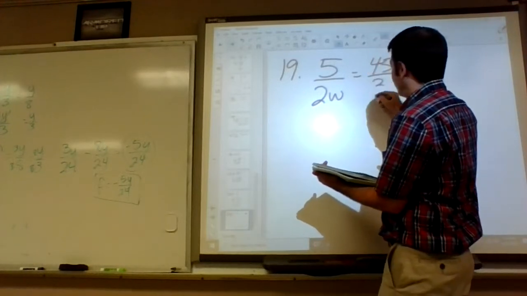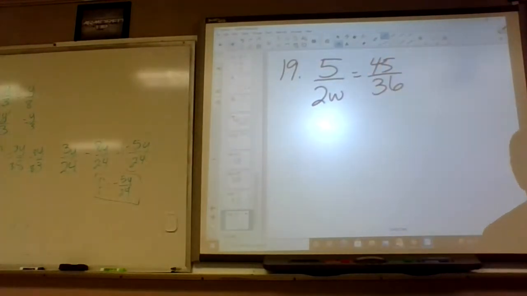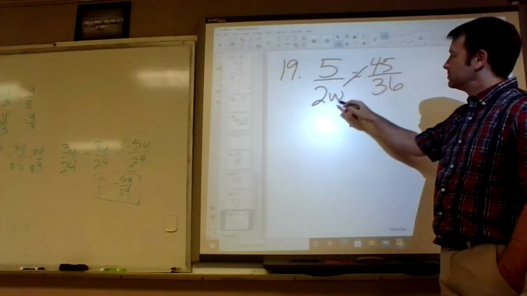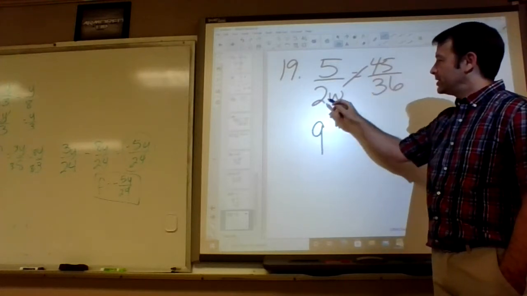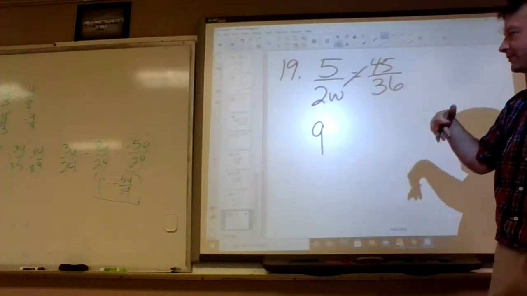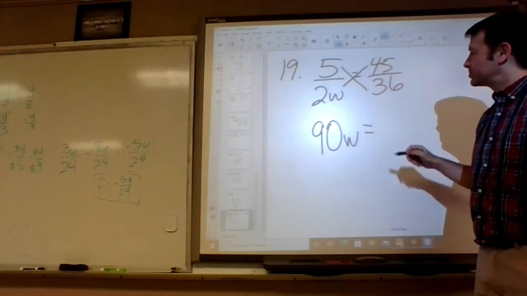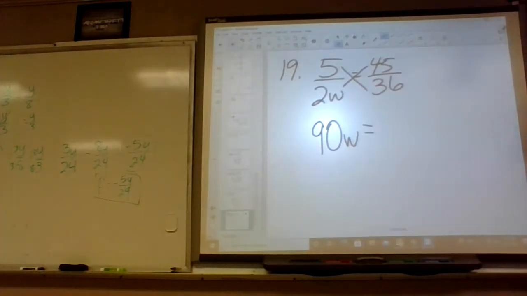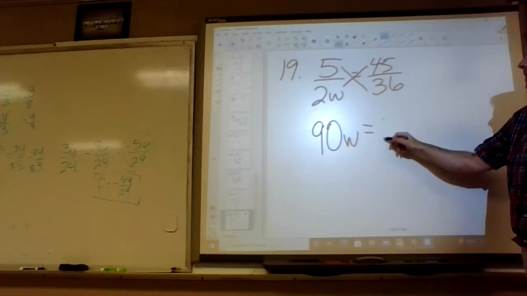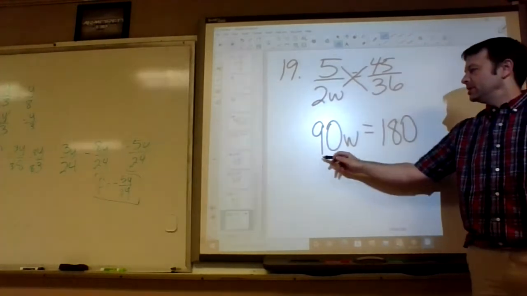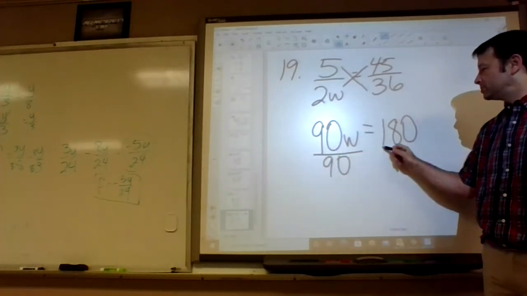Okay, you guys see what's different on 19? 2W. That's different, but we're not going to do anything different. 2 times 45 times W, it'd be 90W, because order in multiplication doesn't matter. 2 times 45, 90W equals 180. You guys might be able to do that one in your head too. How many times does 90 go into 180? 2.